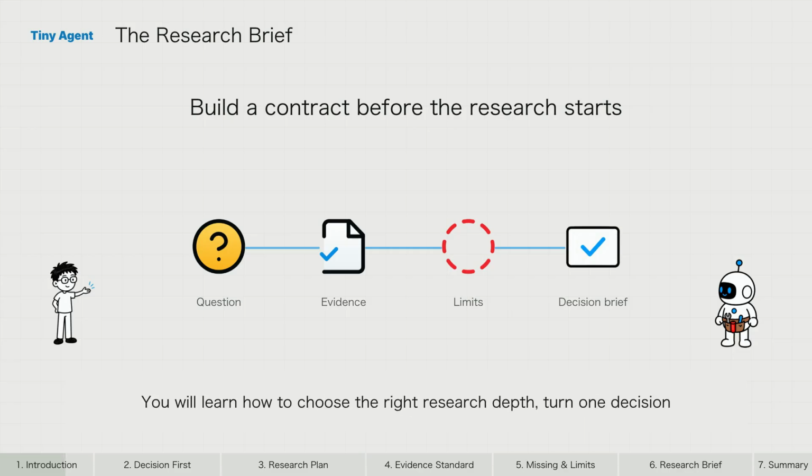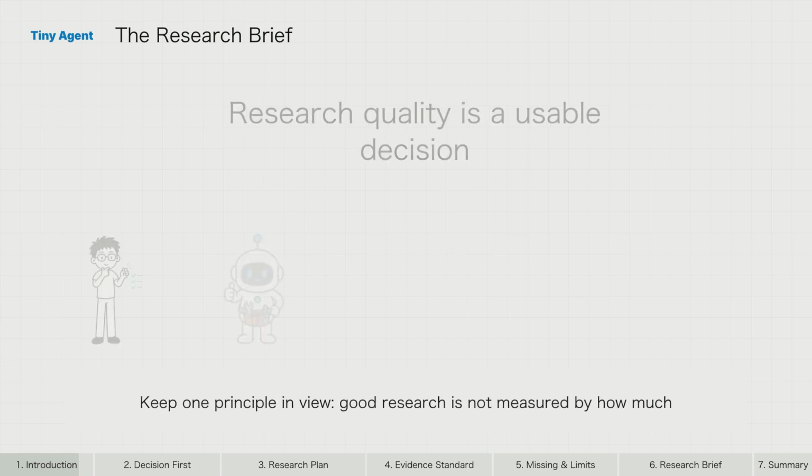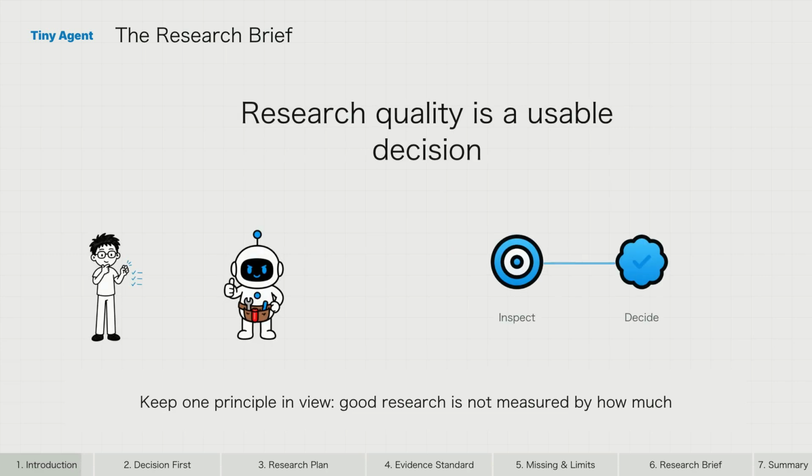You will learn how to choose the right research depth, turn one decision into a scoped plan, judge evidence instead of merely collecting links, surface uncertainty, and request an output that can actually move work forward. Keep one principle in view: good research is not measured by how much material it gathers. It is measured by whether another person can inspect the evidence, understand the limits, and make the next decision.